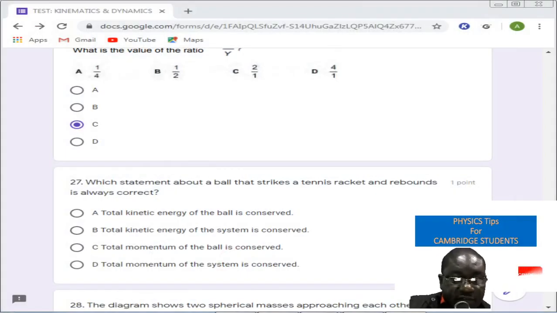Number 27. Which statement about a ball that strikes a tennis racket and rebounds is always correct? Total kinetic energy of the ball is conserved. That is, if it's an elastic collision. It's not always elastic. Total kinetic energy of the system is conserved. It's not always elastic. Then total momentum is conserved. That is correct. So total momentum is always conserved. Okay. Number 28.